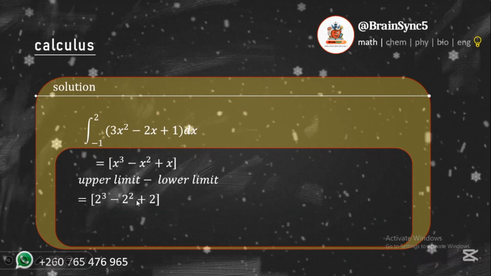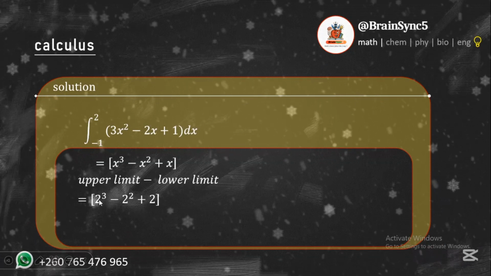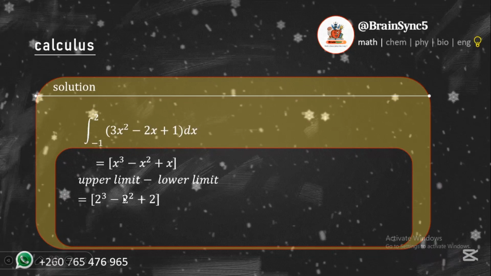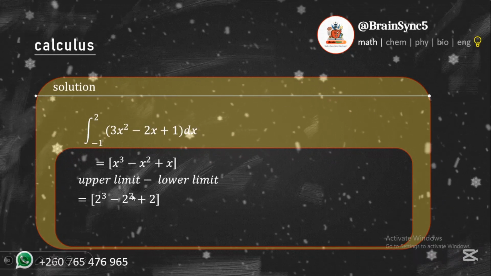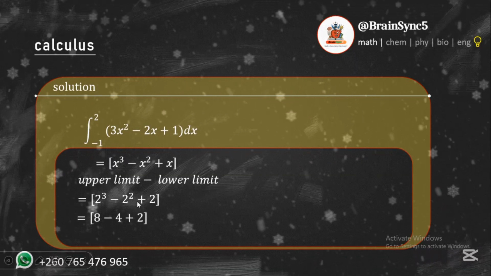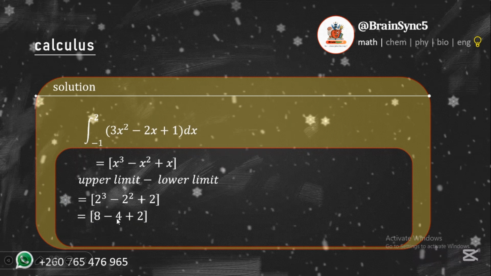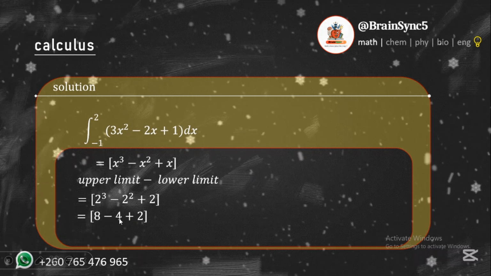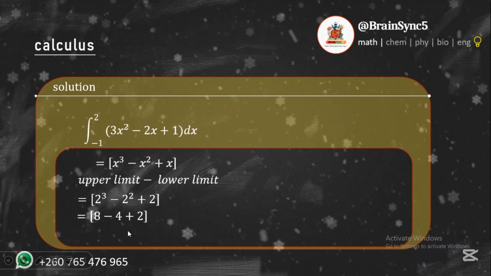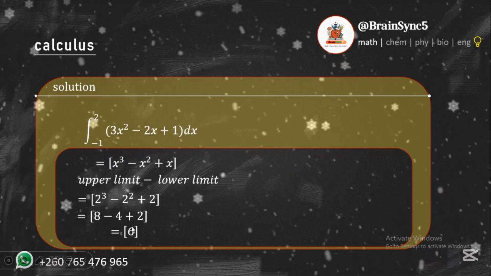I hope you are clear on this part, right? So once you have substituted there, just say 2 to the power 3. What is 2 to the power 3? You already know that it is 8. Then 2 to the power 2, it is 4, and then 2. You will end up with something like so: 8, negative 4, and 2. So 8 minus 4 should give you a 4, plus 2 should give you a 6. So the final answer is 6 here. That is for the upper limit.